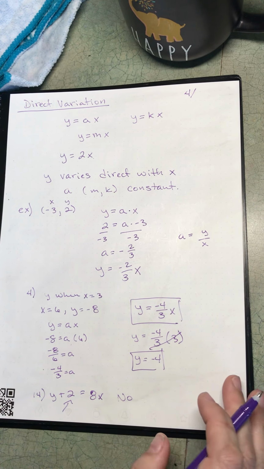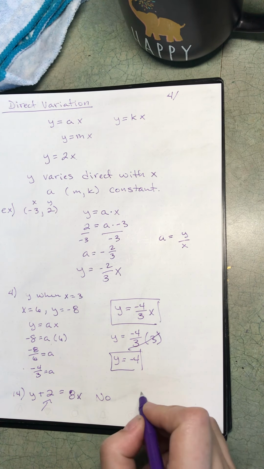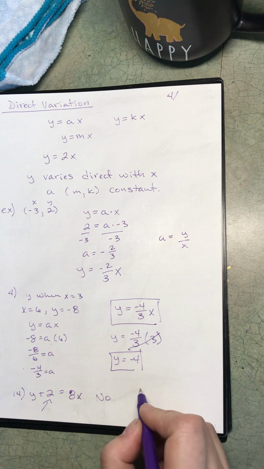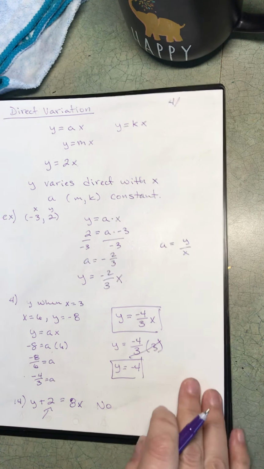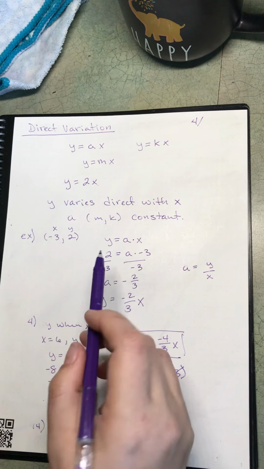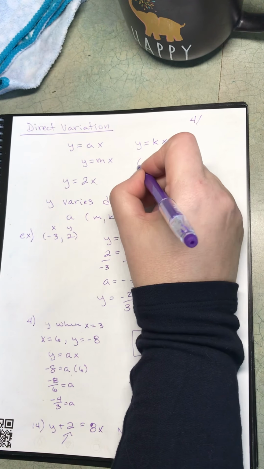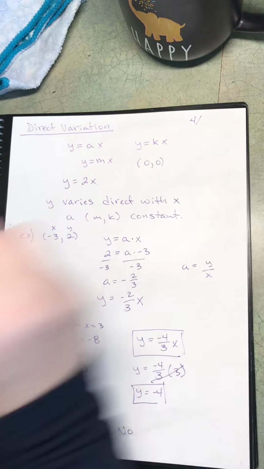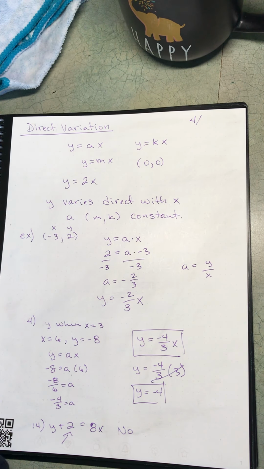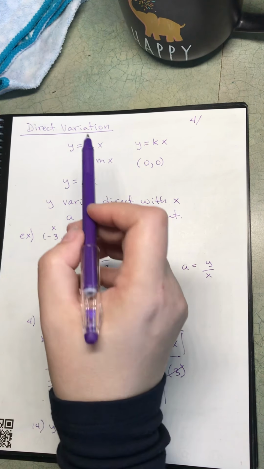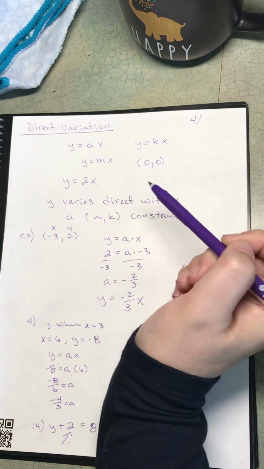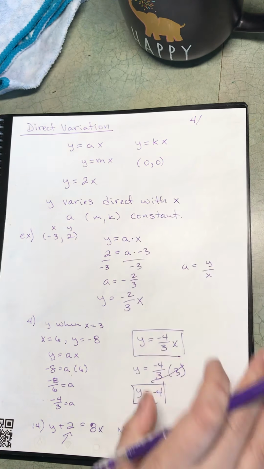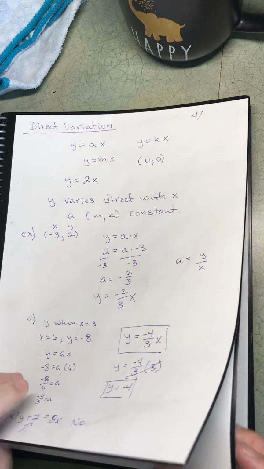So again, I'm looking at 19 and 20 with the tables. If it's direct variation, then it's in this form, and we know then that it goes through the point 0, 0. So that's the two things you're looking for: does it have a constant slope? Is it adding the same amount each time? And does it go through the point 0, 0? So let's turn the page real fast.